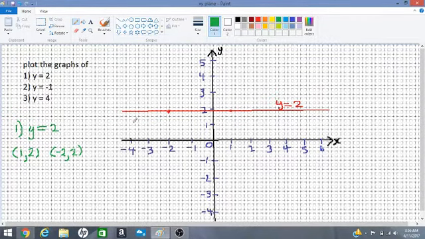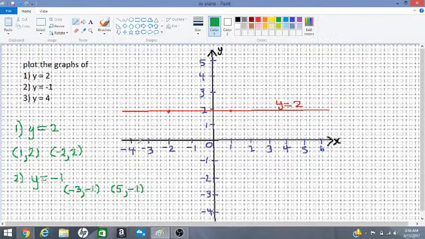So let's see if we can plot another graph. y is equal to -1. Again, y is a constant, always equal to -1. So we can make points easily. For example, if x is -3, y has to be -1. And if x is 5, y still has to be -1 because -1 is the only possibility for y.